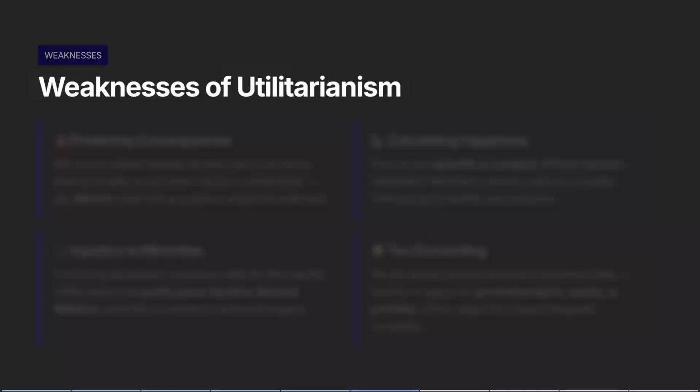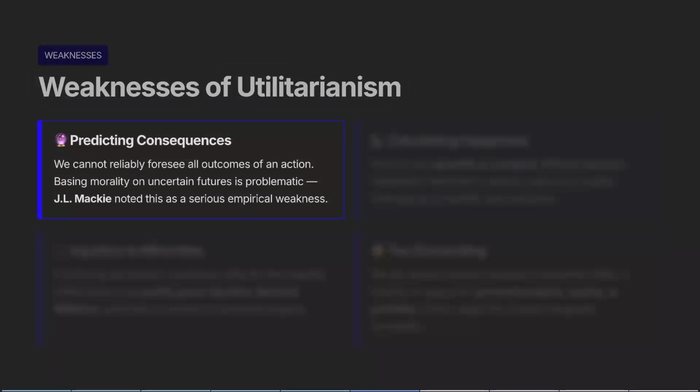But there are also a number of serious criticisms that utilitarianism faces. And one problem is that predicting consequences is extremely difficult. We rarely know exactly how our actions will affect the future, and that makes utilitarian calculations rather uncertain.